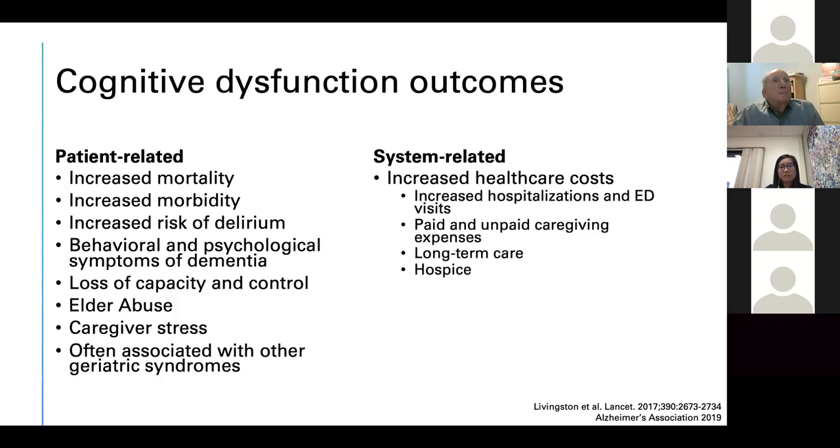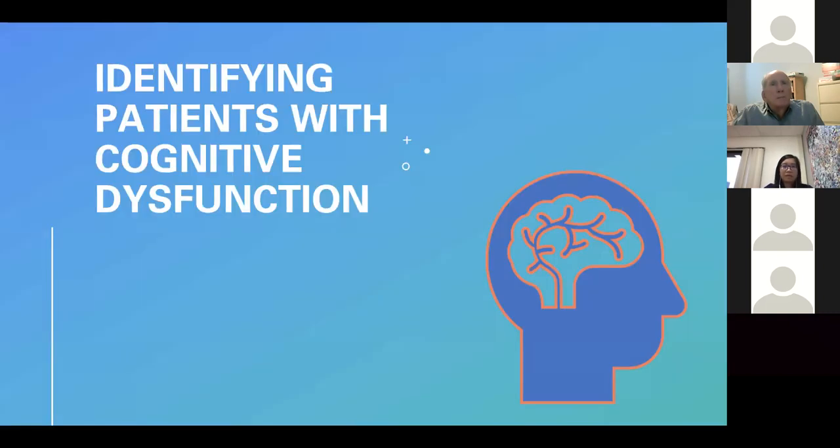In terms of system-related outcomes, there's increased healthcare costs, increased hospitalizations and emergency department visits. There's paid and unpaid caregiving expenses. These patients are at 3 times increased risk of ending up in long-term care or they end up in hospice. So that brings us to the importance of identifying patients with cognitive dysfunction who have diabetes.